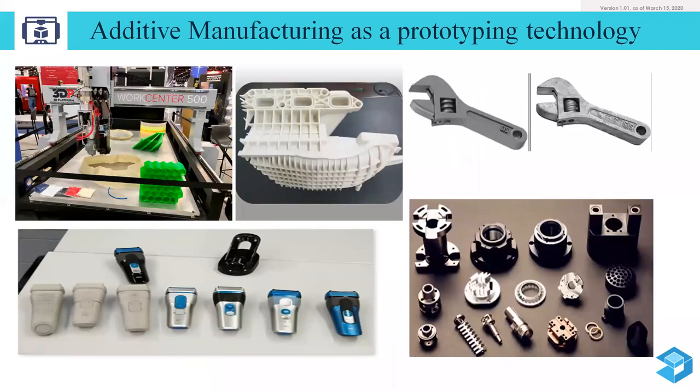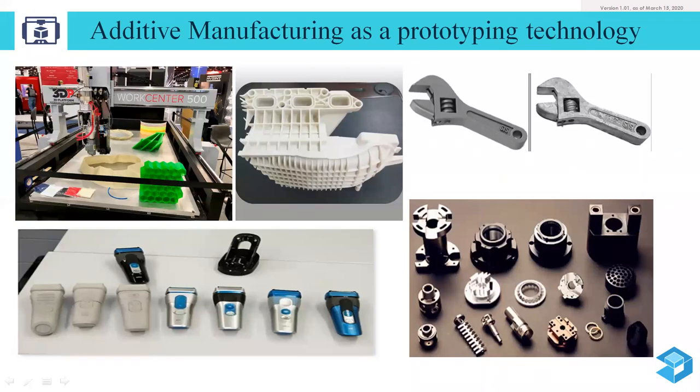Now, talking about prototyping technology, I'll be talking about the wrenches shown over here, how they were used in space and how 3D printing in space is a new possibility. And you can see these images of how a trimmer can be manufactured: first prototype, then the second, third, fourth, fifth, and finally you come up with the last prototype. I'll be talking about each of the applications.